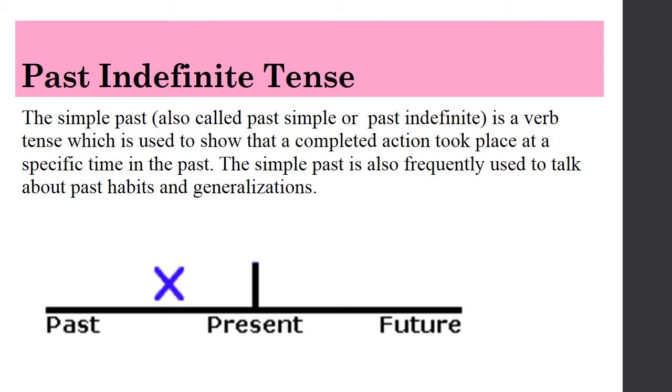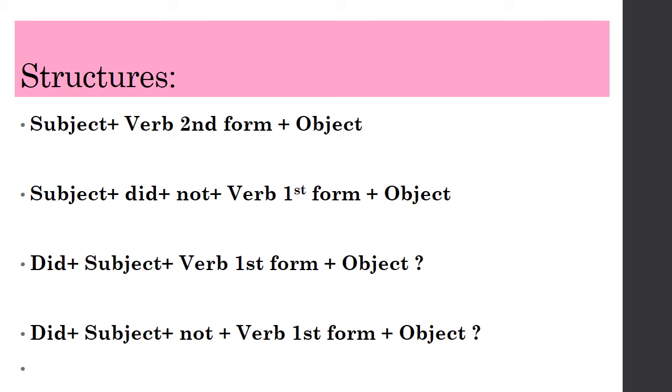Let us start with past indefinite tense. The simple past, also called past simple or past indefinite, is a verb tense which is used to show that a completed action took place at a specific time in the past. The simple past is also frequently used to talk about past habits and generalizations. Here you can see affirmative, negative, and interrogative structures of past indefinite tense.